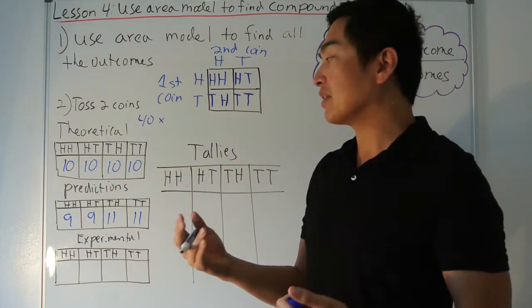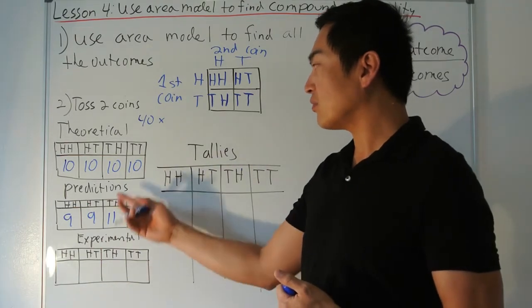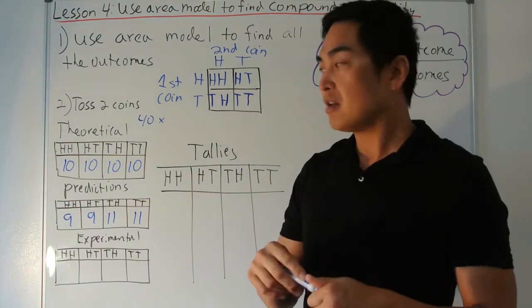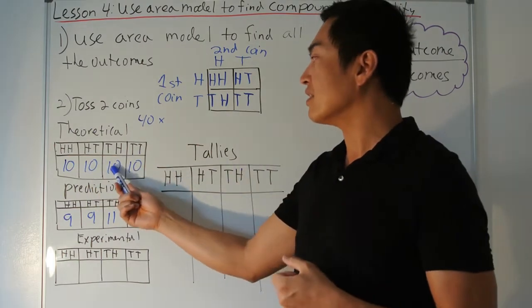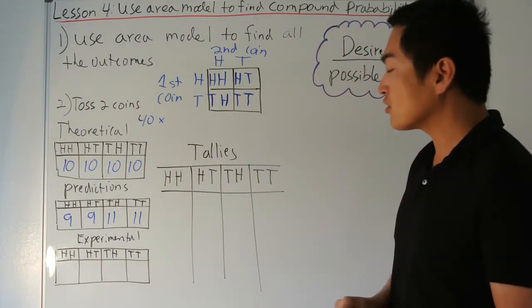Okay, that's something that you need to do an experiment on. Sometimes it will, oftentimes it won't. But it's supposed to happen 10, 10, 10, 10. All right, let me go ahead and toss my first coin.